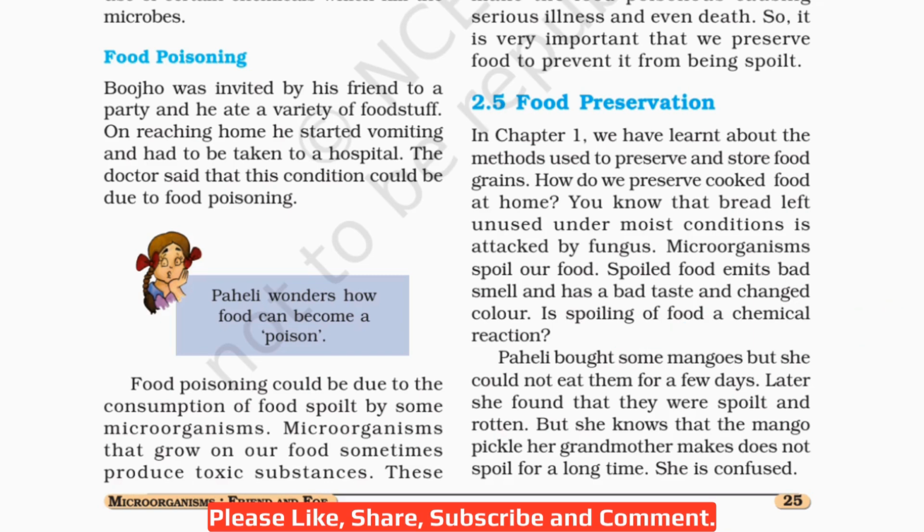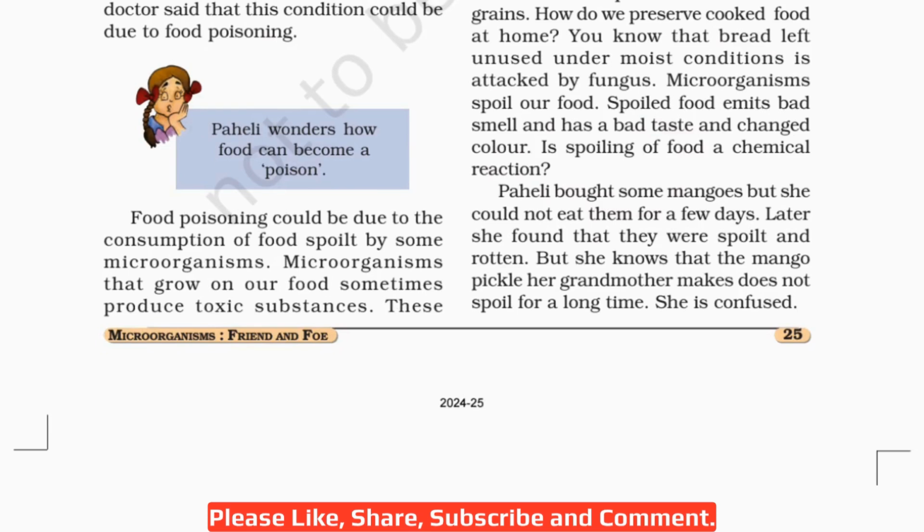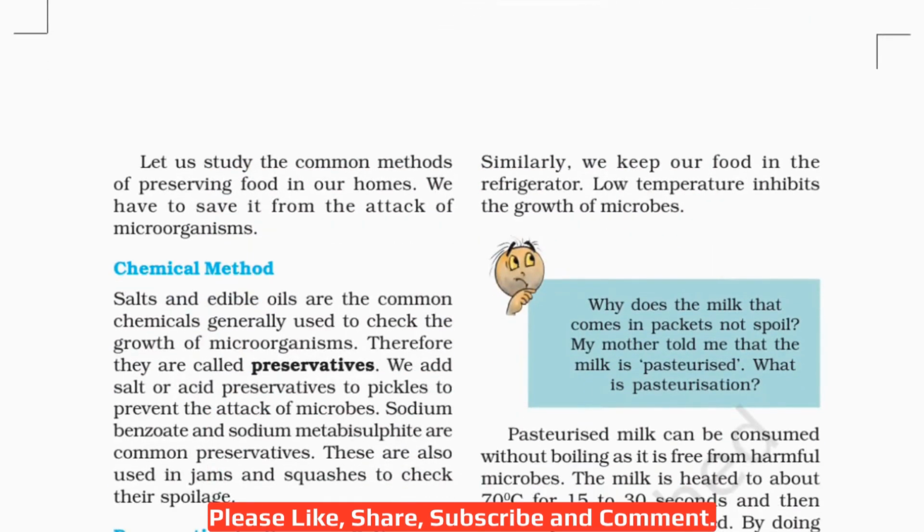Now Paheli bought some mangoes, but she could not eat them for a few days. Later she found that they were spoiled and rotten, but she knows that the mango pickle her grandmother makes does not spoil for a long time. She is confused. Now let us study the common methods of preserving food in our homes.